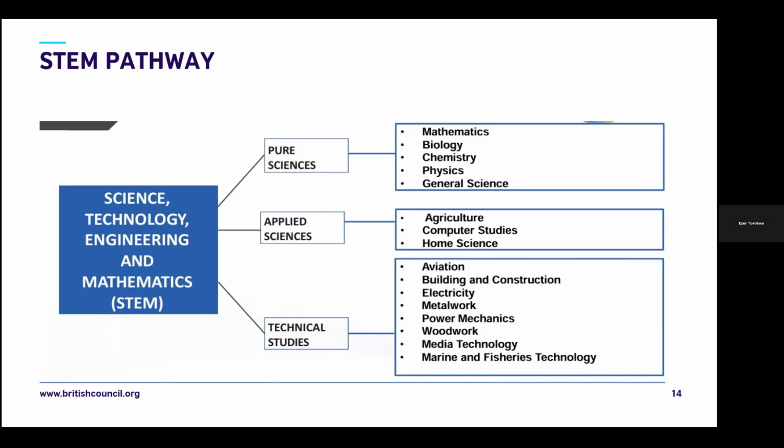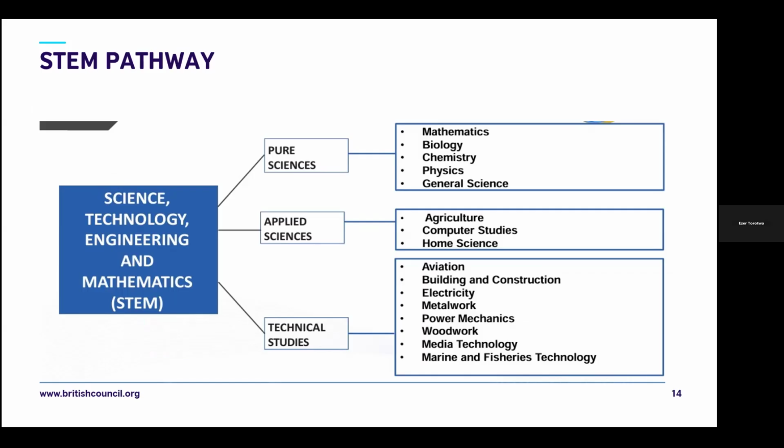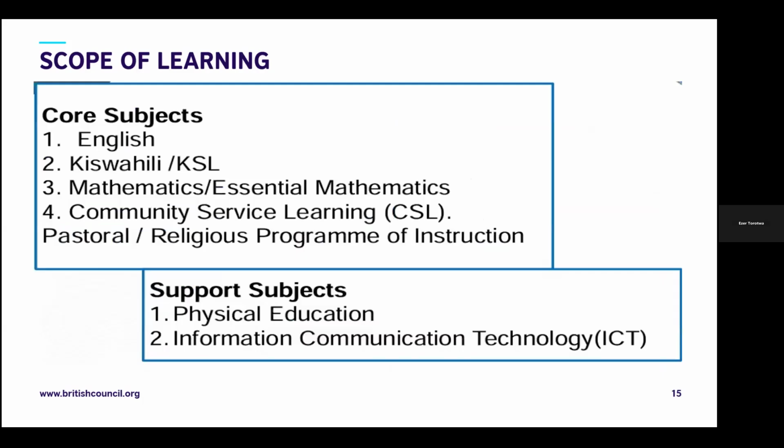In senior school, though, we have the three pathways where students choose a pathway based on their capabilities, based on their attitudes. And the scope of learning in this senior school, we have listed there. There are 4 core subjects where we have English, Kiswahili, Kenya Sign Language, and mathematics and essential mathematics.